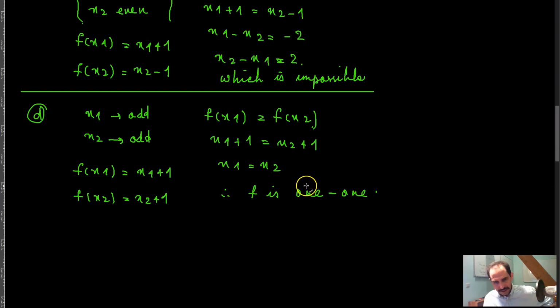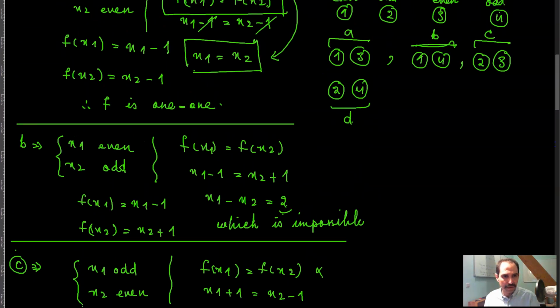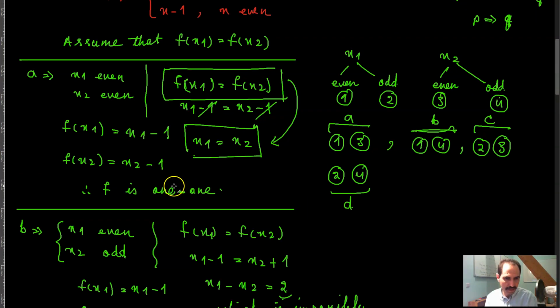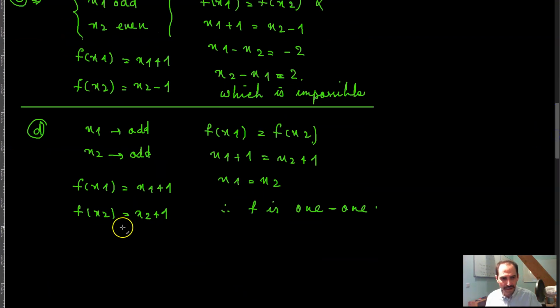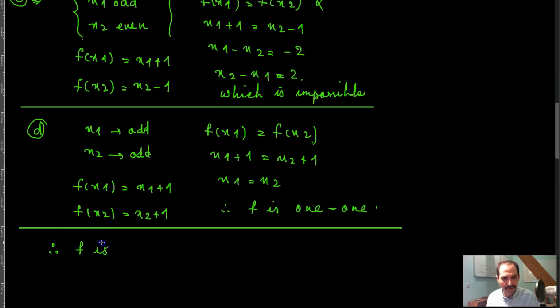So in both of these cases, where x1 and x2 were both odd, and where x1 and x2 were both even, we found that f was 1-1. And in the other two cases, it was simply not possible to make the assumption, so we do not have to consider those two cases. Which means that you can say that f is 1-1. So that is one part of the question.